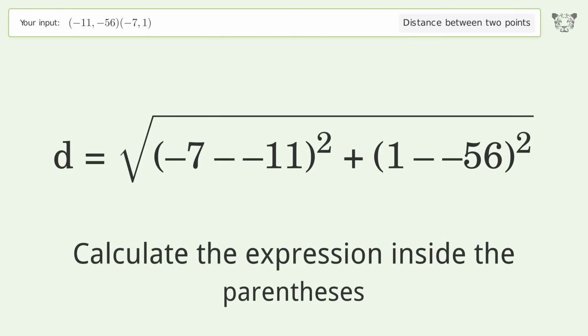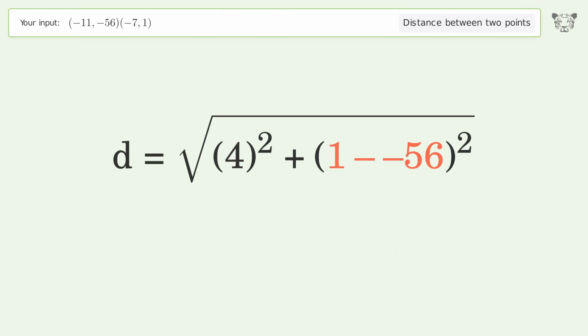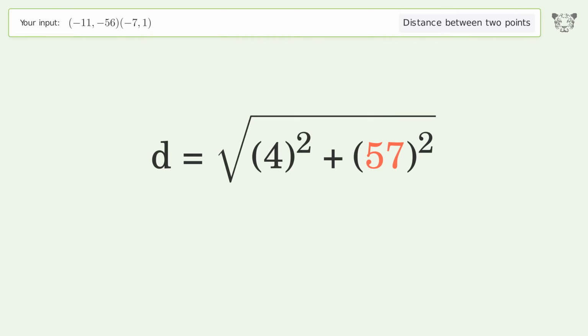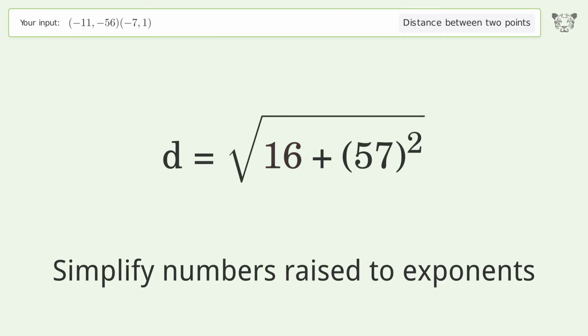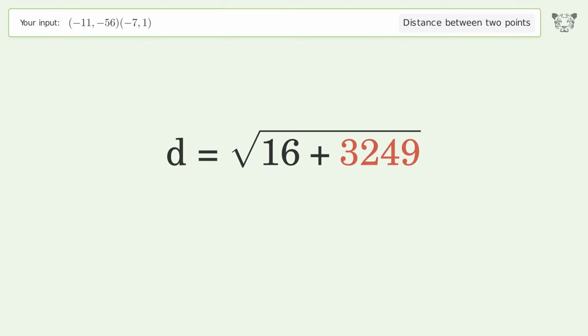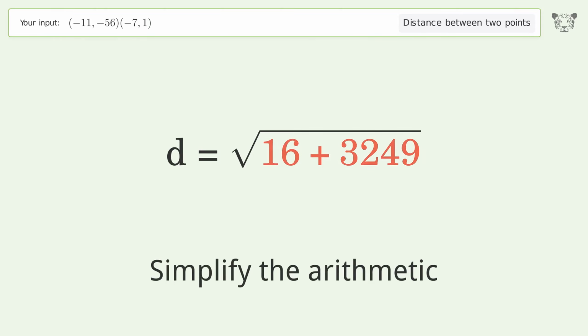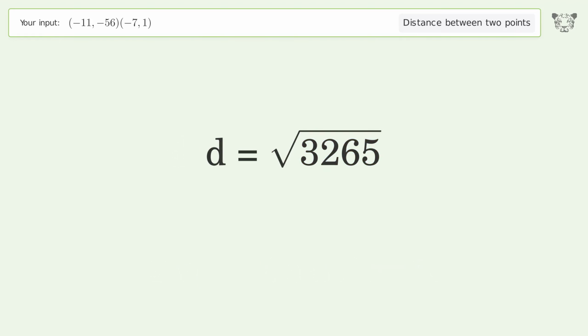Calculate the expression inside the parentheses. Simplify numbers raised to exponents. Simplify the arithmetic. And so the distance between the 2 points is the square root of 3,265 or 57.14.